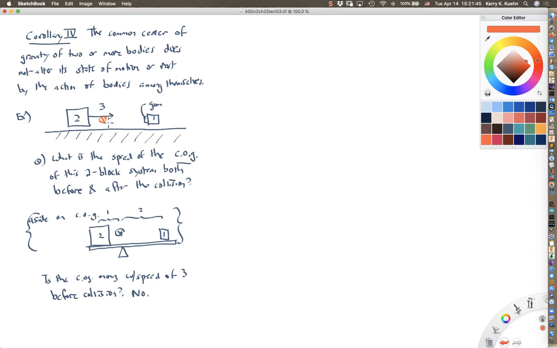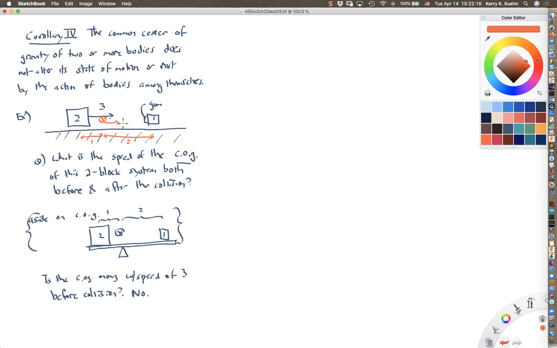Rather, what has to happen is this center of gravity has to move at such a speed that the ratio of the distances between this and the center of gravity and this and the center of gravity always has a 2-to-1 ratio. So this distance from here to here compared to this distance from here to here always has to have a 2-to-1 ratio. And that implies that the center of gravity speed is going to be somewhat slower.